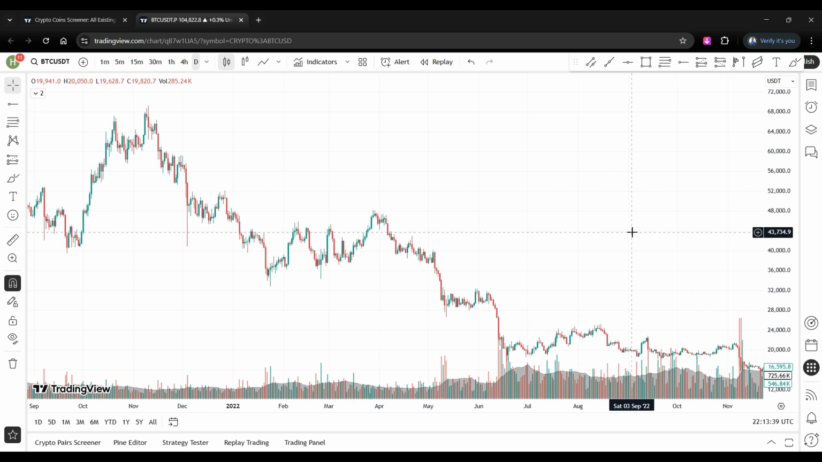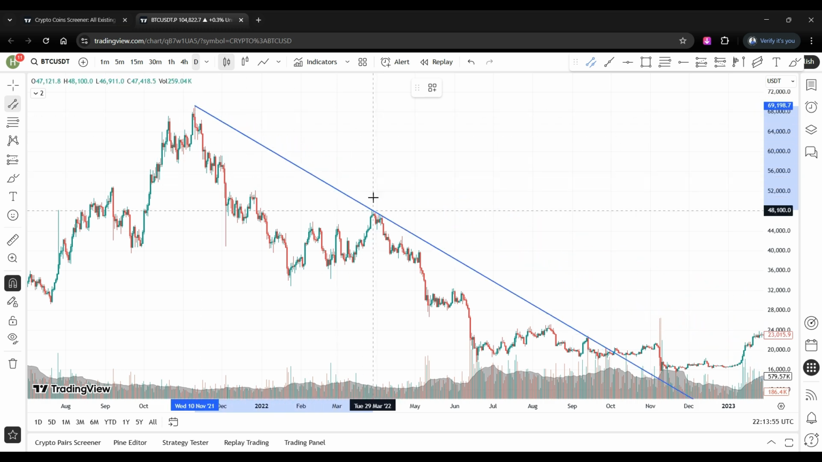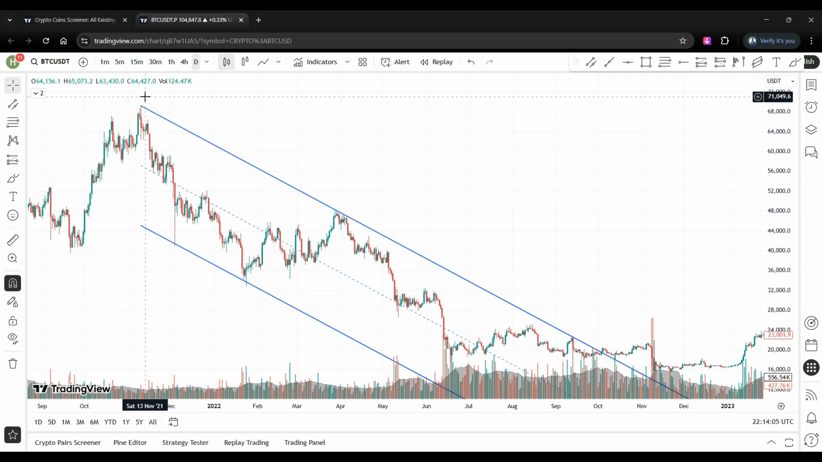Look, there is a trend, downtrend. Let's draw a channel here. Okay, great. Here is one, two, and three touches in this downward trend line, and two touches in the bottom line of this channel.